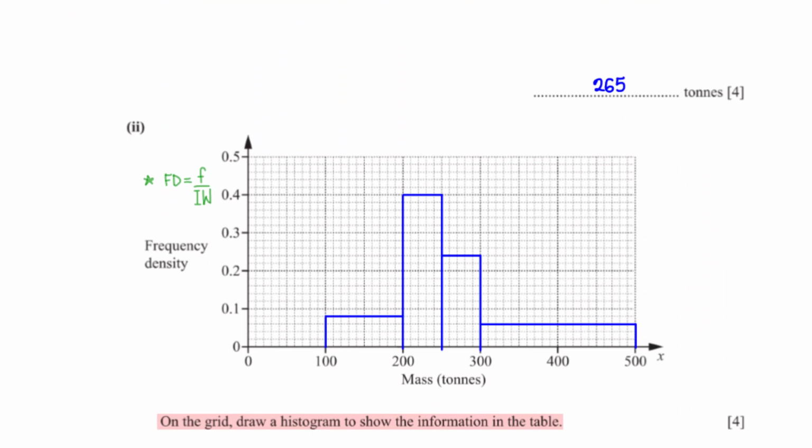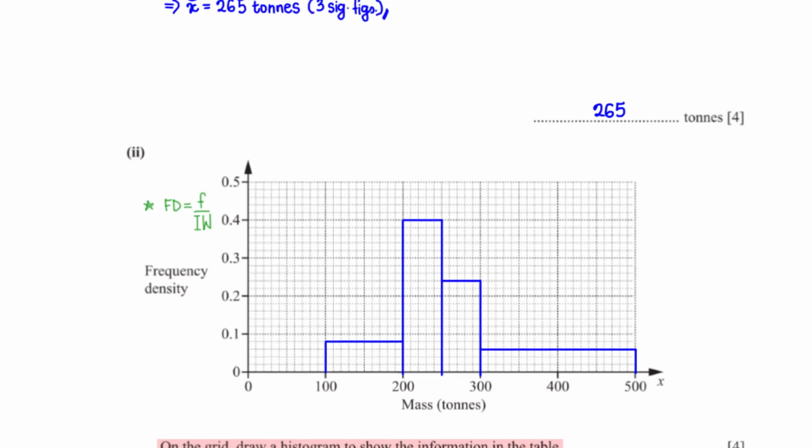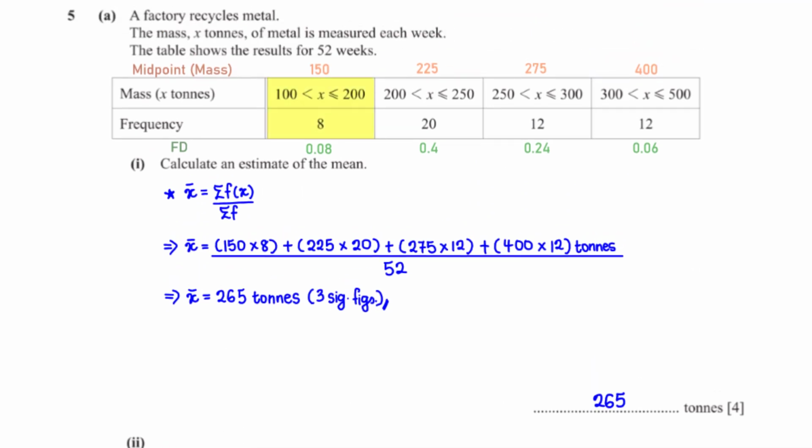On the grid, draw a histogram to show the information in the table. To be able to draw the histogram to show the information given in the table, we need to calculate the frequency density for each of the given intervals. The frequency density is equal to the frequency divided by the interval width. For the first interval, the frequency density is equal to the frequency, which is 8, divided by the interval width, which is 200 minus 100, which is equal to 0.08.